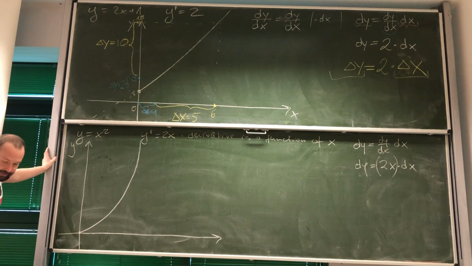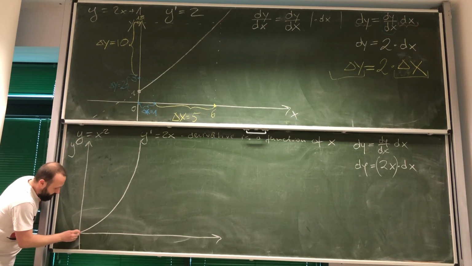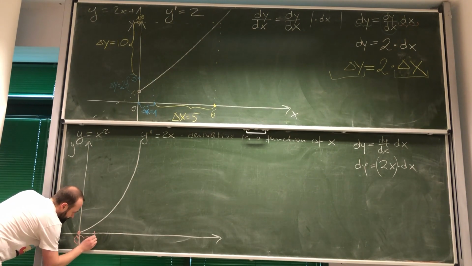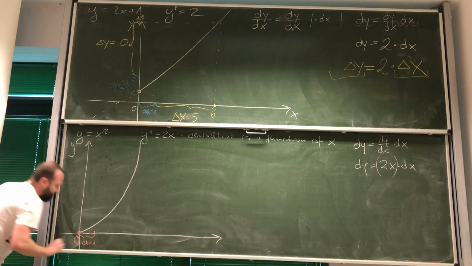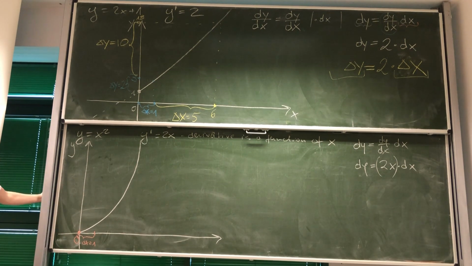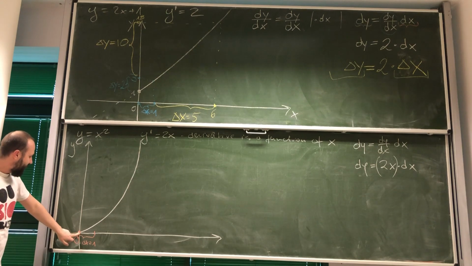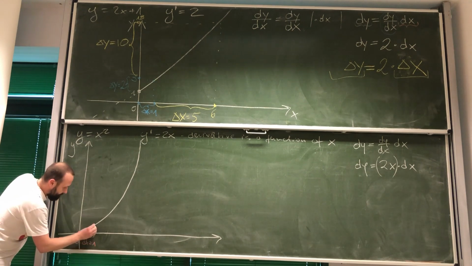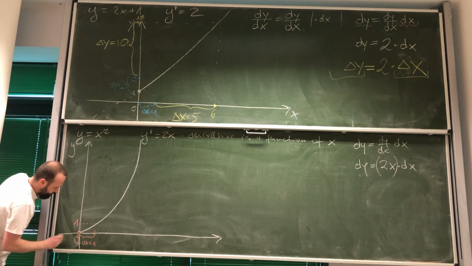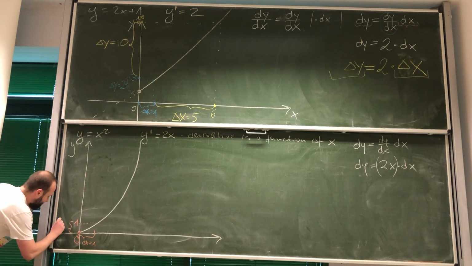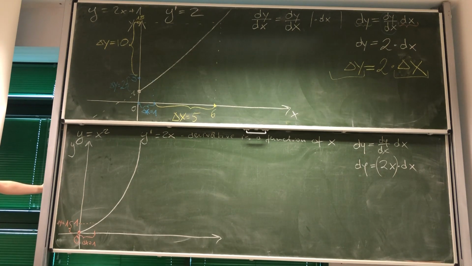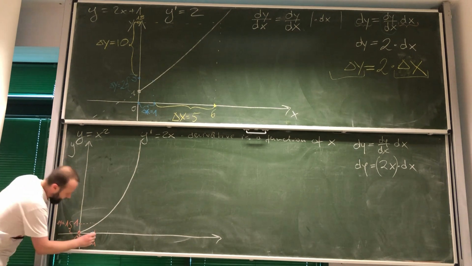Okay, and let's consider the case very similar as previously. So we start at 0. First, if x increases, so delta x is equal to 1. If x increases to 1, what happens? Well, y was 0. When I plug in here x equal to 1, I get that y is also equal to 1. So we see here that delta y is equal to 1.